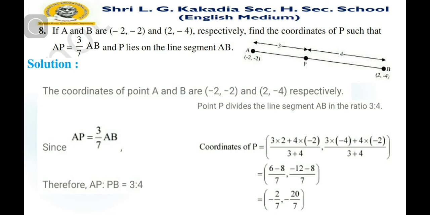Just taking the section formula, we can find the coordinates of P: (m1 x2 + m2 x1)/(m1 + m2), that is (3 into 2 + 4 into -2)/(3 + 4), and (m1 y2 + m2 y1)/(m1 + m2), that is (3 into -4 + 4 into -2)/(3 + 4). Hence the coordinates of point P are (-2/7, -20/7).